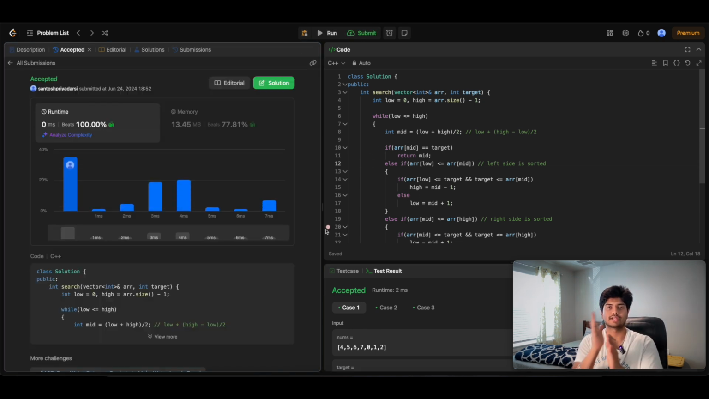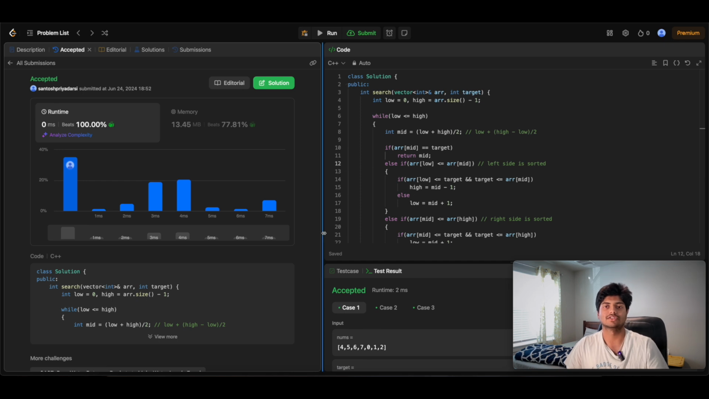Because we're splitting everything in half, and we're ensuring that we're only checking half of that array, not all the elements.